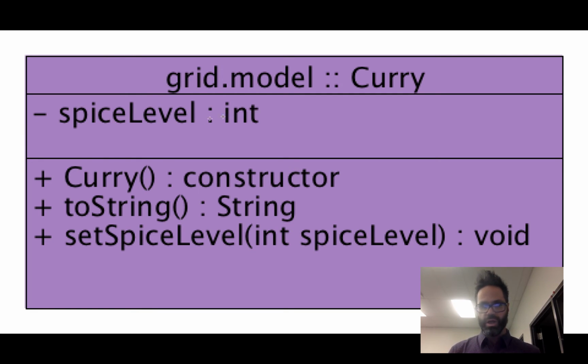It's of type Curry. We have a single data member called spiceLevel. It's of type int. And we have three methods. We have the Curry constructor, which is not quite a method. We have the toString method, and we have a setSpiceLevel, so we can actually assign a specific level of spice for this curry object.